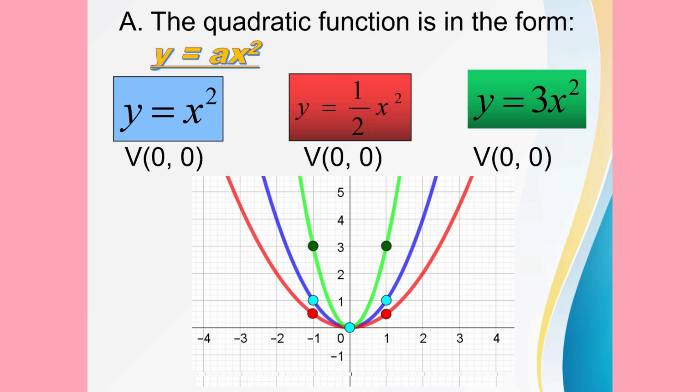So what is the difference among these three quadratic functions? Look at the values of a. In color blue, the value of a is 1. In the second quadratic function, the value of a is 1/2. And on the third quadratic function, the value of a is positive 3.